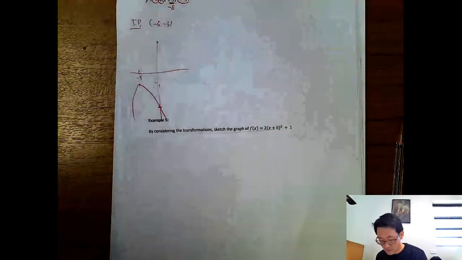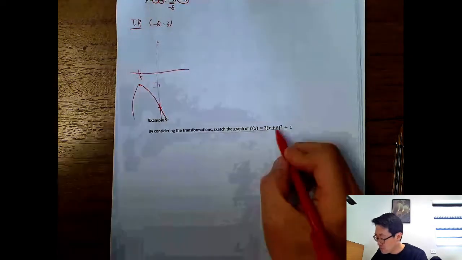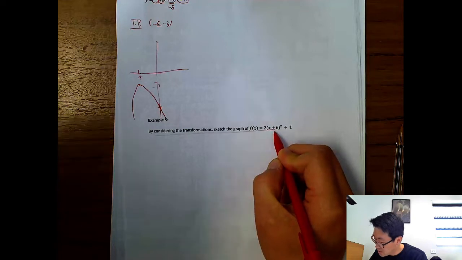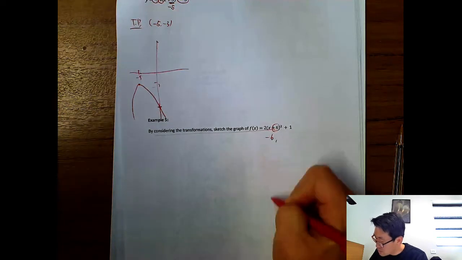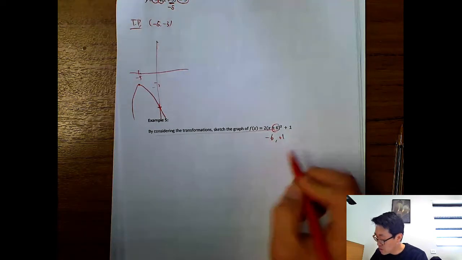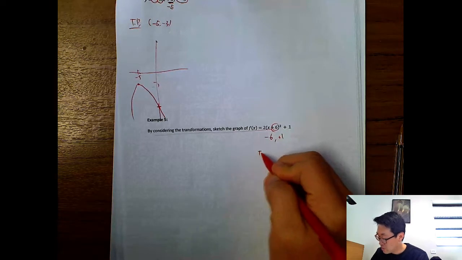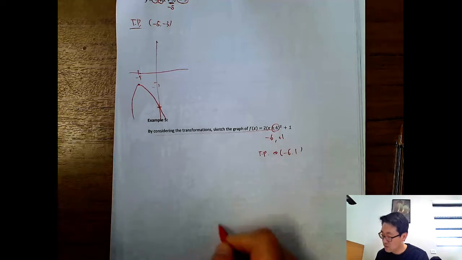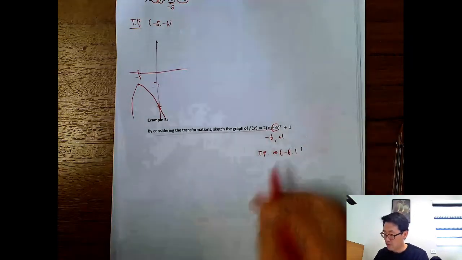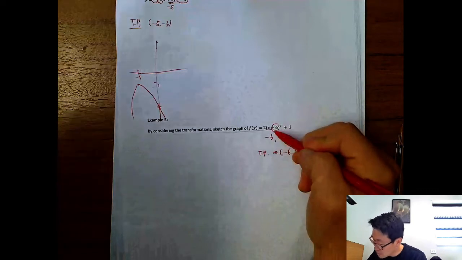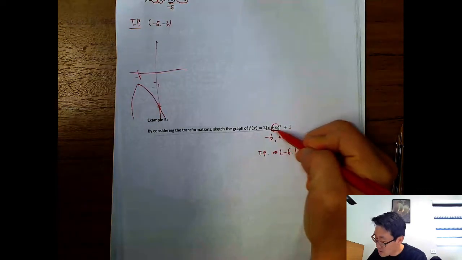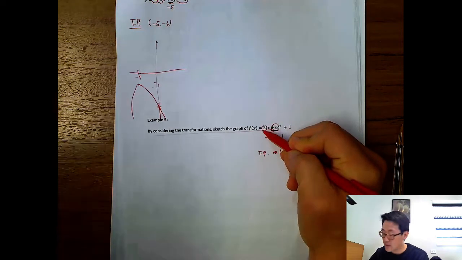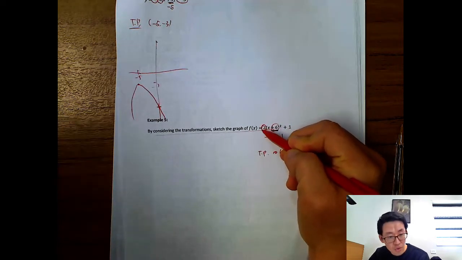So example 5, you can do that. Move horizontally -6, move +1. So the turning point is -6 and 1. Yeah. Oh, sorry, I should follow the order. I'll do that first. So horizontally 6. Any reflection? No, there is no reflection. Yeah. And dilation factor is 2.